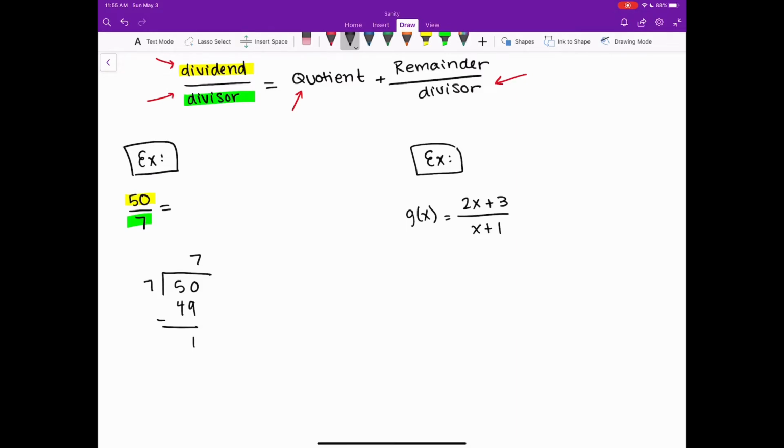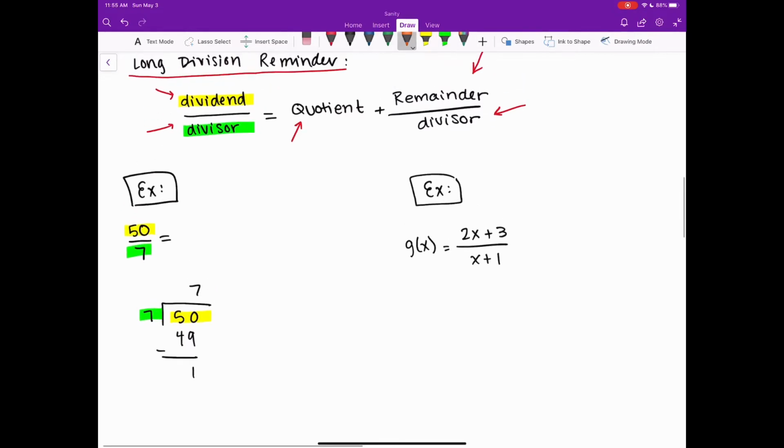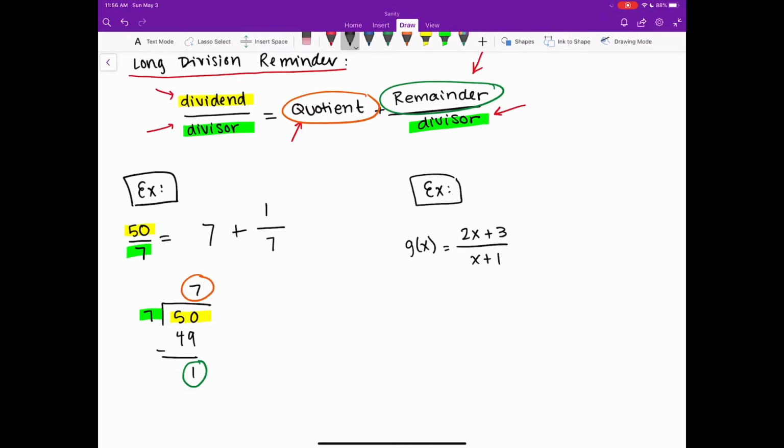So, hang on, I'm going to do this again. Here's my dividend. Here's my divisor. My quotient here is 7, and my remainder is this 1, but I have to put it over the divisor again, right? So 50 divided by 7, we could write that as 7, my quotient, plus my remainder of 1 over my divisor, which again is 7, all right?